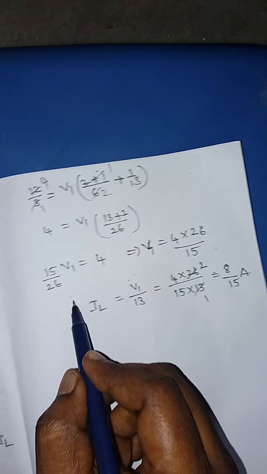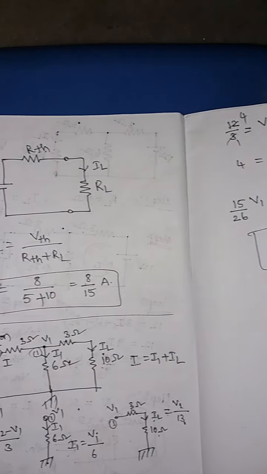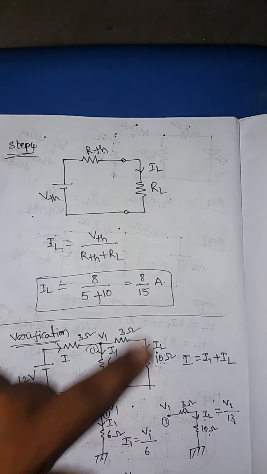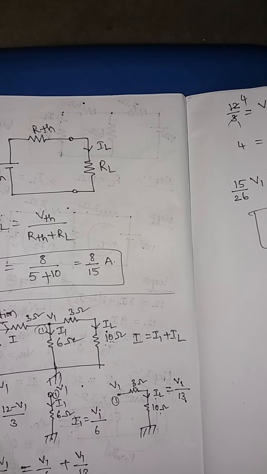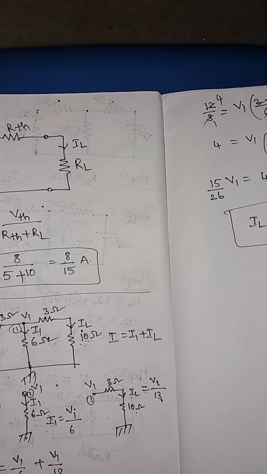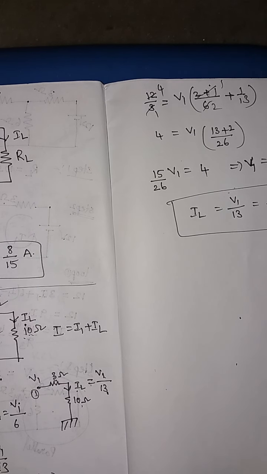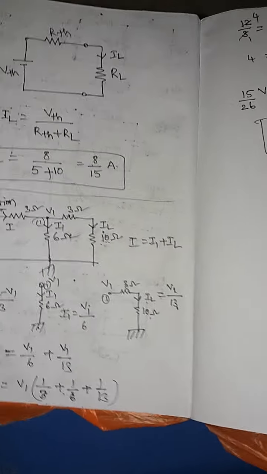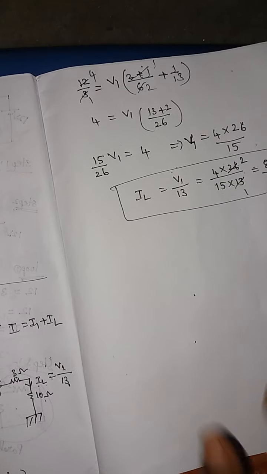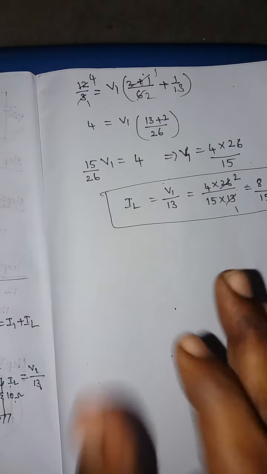So that means you can observe, here IL is 8 by 15, here also IL is 8 by 15. So therefore, the procedure we applied to solve using Thevenin's theorem is very easy, and it is verified with the KCL, and you can also verify with the KVL. So this is very easy when the network does not contain any dependent source.